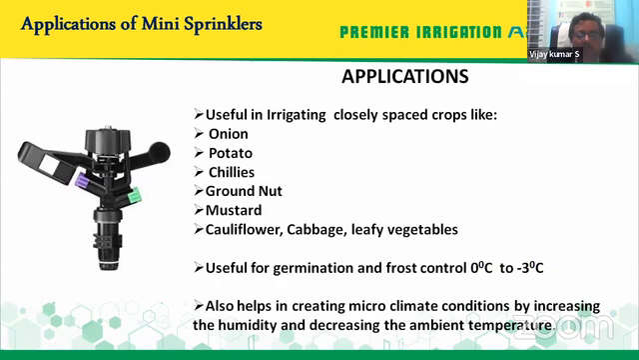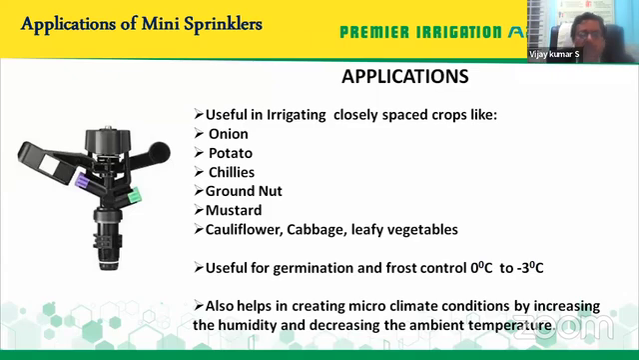And where is it useful? This mini sprinkler is a very widely used product, particularly for onion and potato. Why is it for onion and potato? Because it is very useful in germination, and for chilies and groundnut. Like I told you, any sprinkler system has many advantages: it will clean the leaves, it will give microclimatic control, it will throw water all around. But at the same time, you should use it judiciously based on the crop. If the crop spacing is very close, then we can go for this kind of product. It can be used for crops like potato, chilies, groundnut, mustard, cauliflower, cabbage, leafy vegetables.